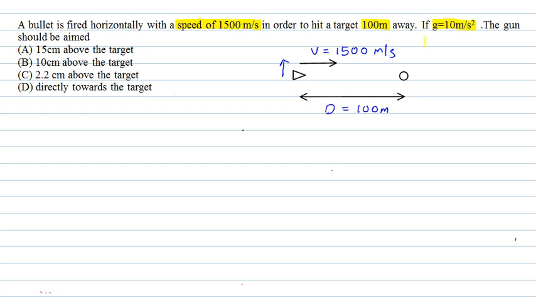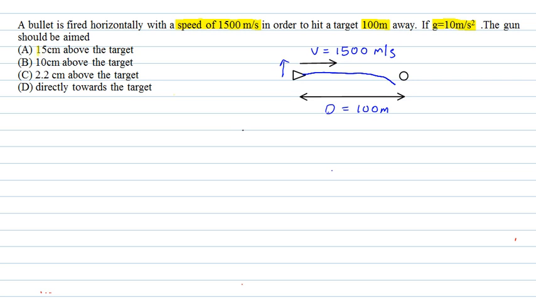So in order to hit the target, here this is our bullet and we have to hit the target as you have seen here. As we know, due to acceleration due to gravity, the path of the bullet will not be straight, it will trace this path. So in order to hit the target, the bullet should be aimed at some height above the target. Now we have four options and we have to choose the one correct option.